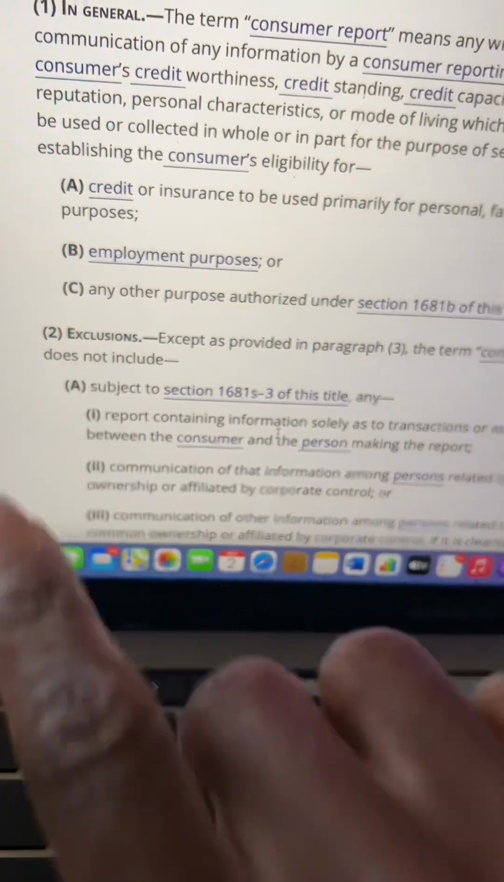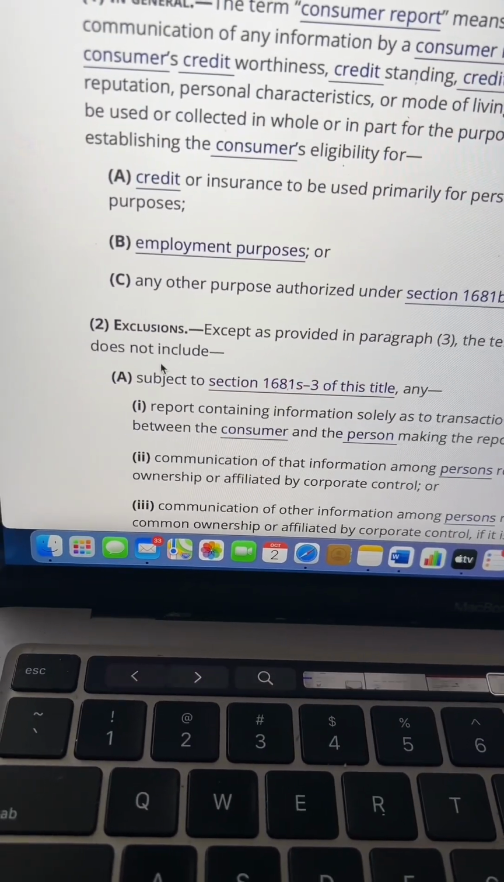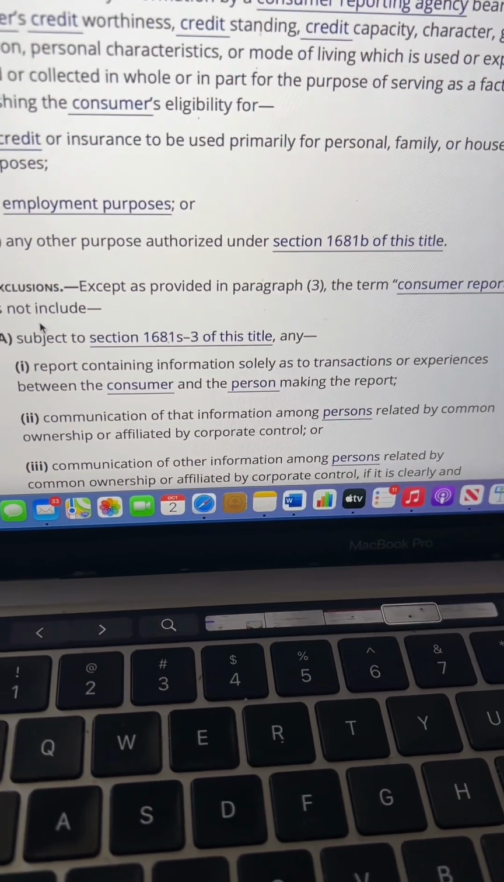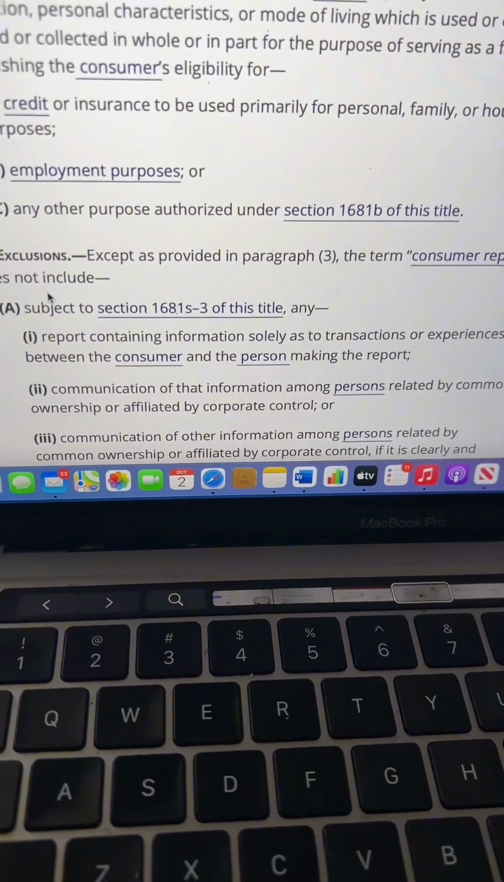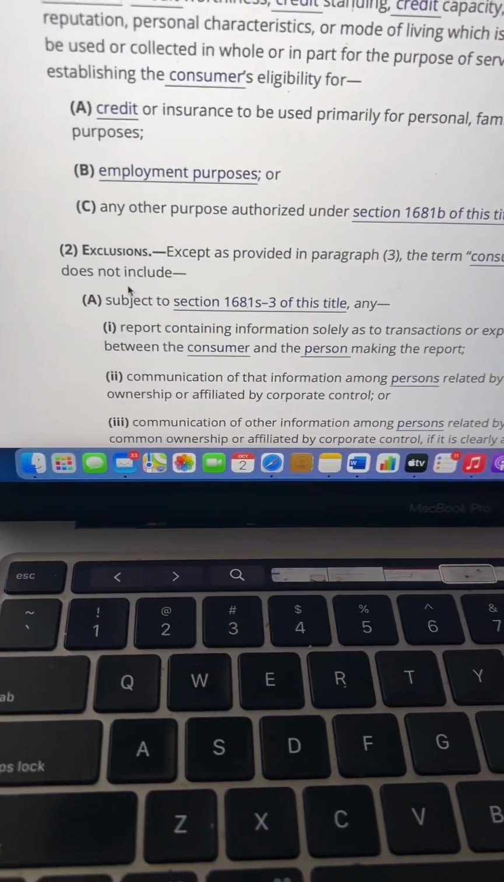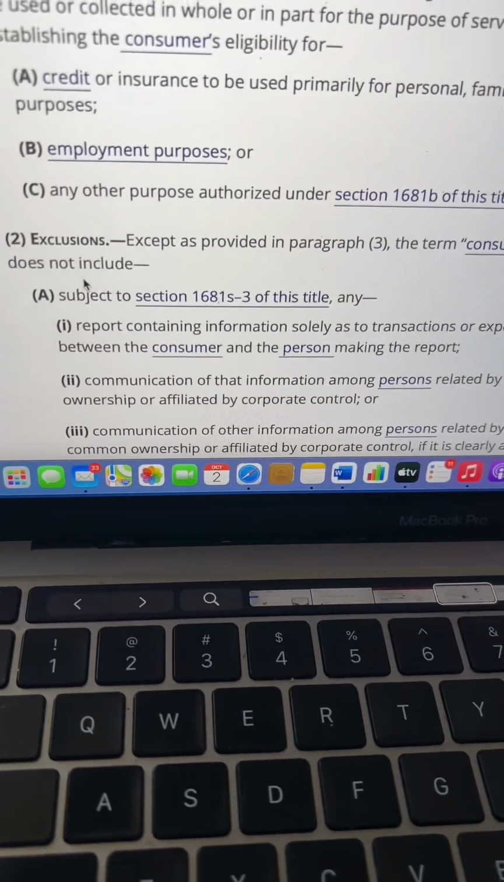It says exclusions. It says the term consumer report does not include. So this subsection is telling you what a consumer report does not include. So when y'all are sending emails and calling me and asking, how do I remove these things off my consumer report? The law is telling you. It says the term consumer report does not include.